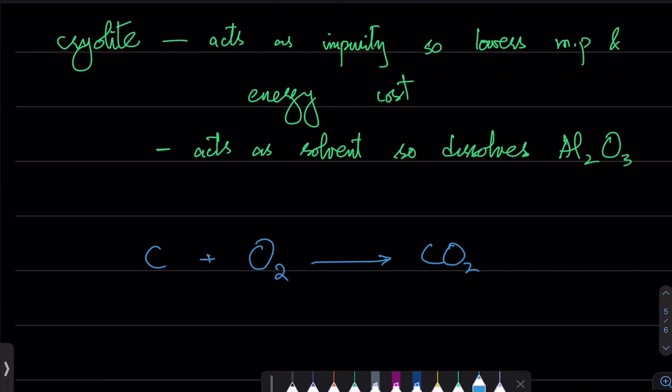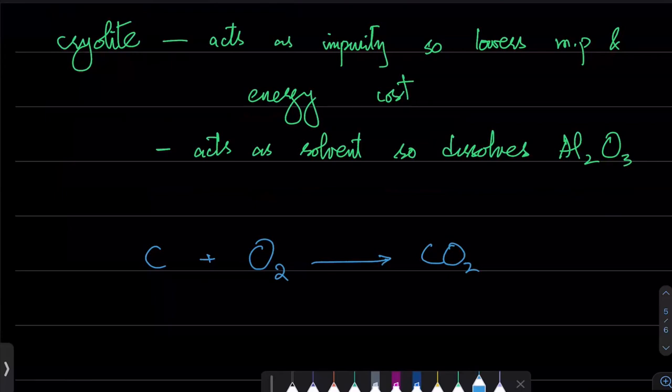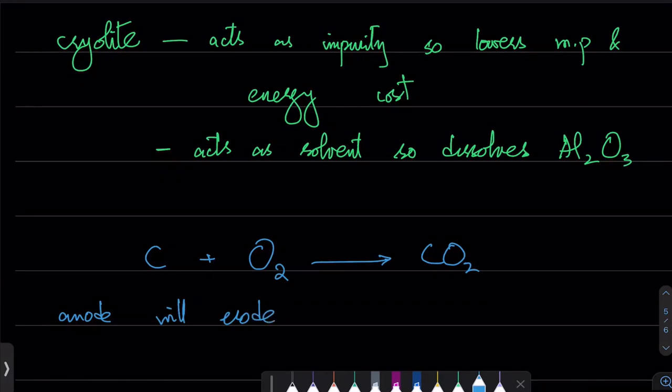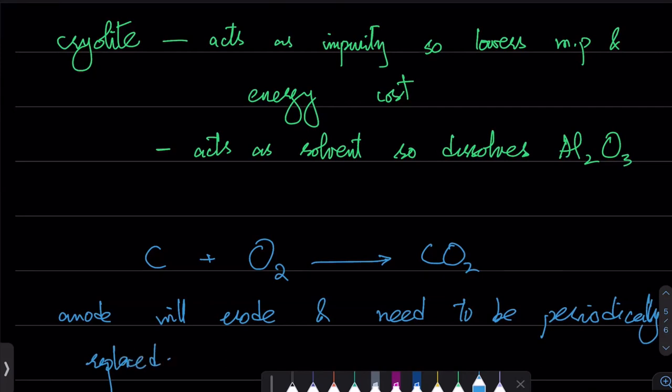And so, after a while, you will see that your anode is gone. Poof, up in the air, gone. So you will have to replace it. So the anode will erode and need to be periodically replaced. Okay? So that's another issue that we'll run into because of the high temperature.